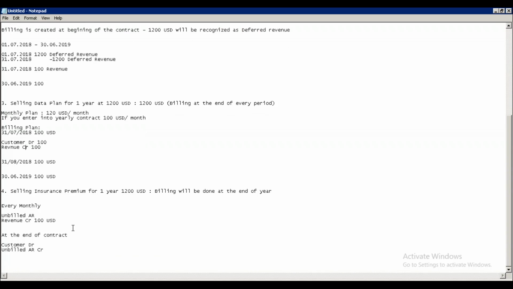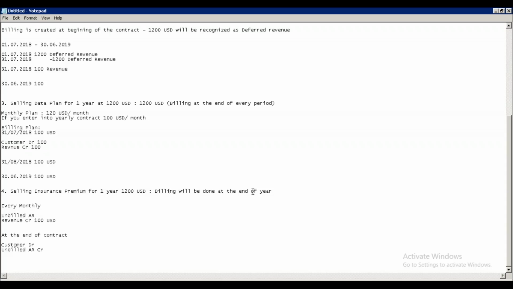Okay, let's proceed to the fourth scenario now. In the fourth scenario, we are saying the same thing. We are entering into the contract for 1 year. The value is 1200 USD, but billing will be done at the end of the year. So you are not allowed to do the billing at the beginning of the contract, and you are also not doing the billing at the end of every period. The billing has to be done at the end of the contract.